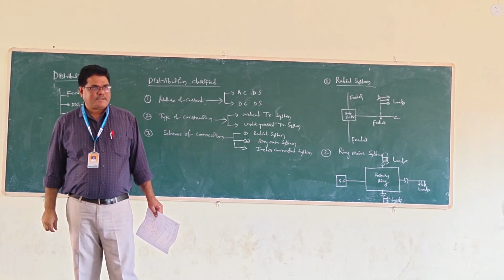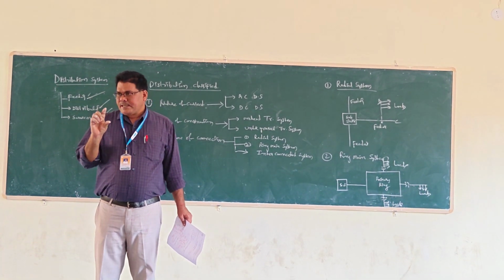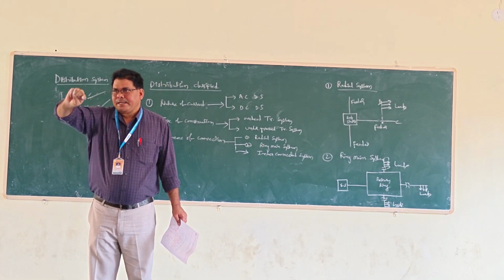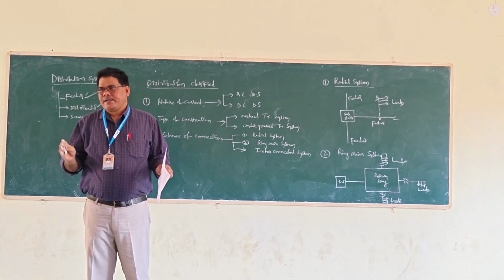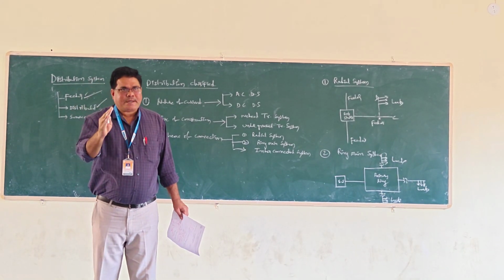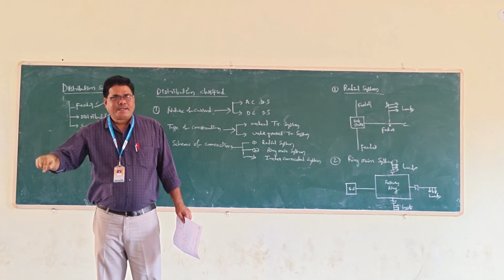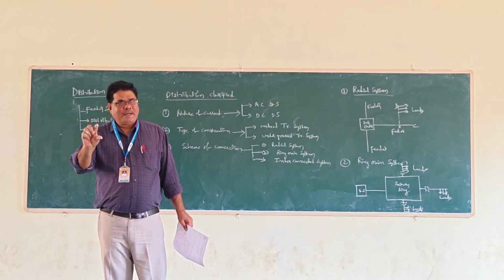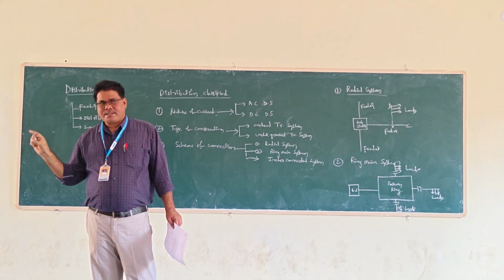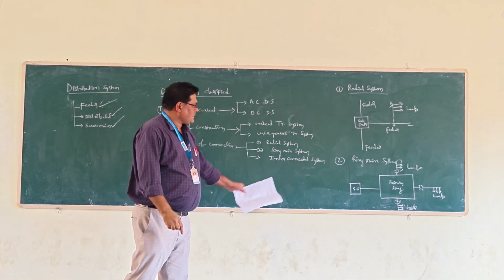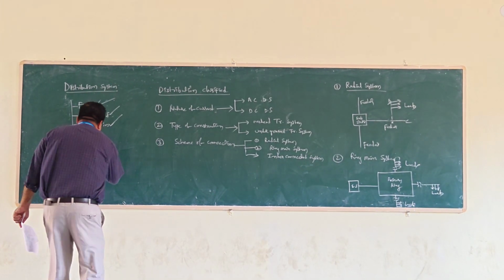So, it is called ring system. It uses a single substation, but connected in a loop side, in a ring side. If any fault occurs on one side, that is separately isolated. Continuity of supply is taken from the other side. So, supply is not interrupted to the consumer. So, that is the ring system. The third one is the interconnected system.